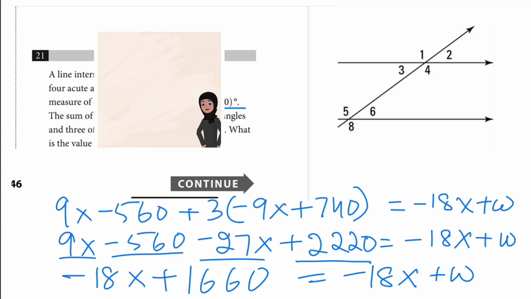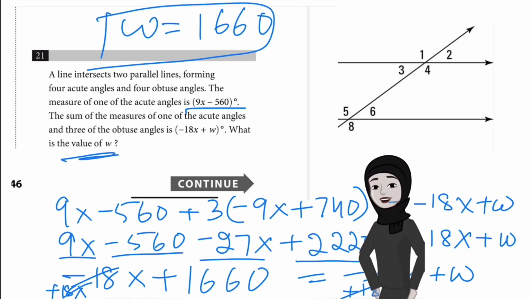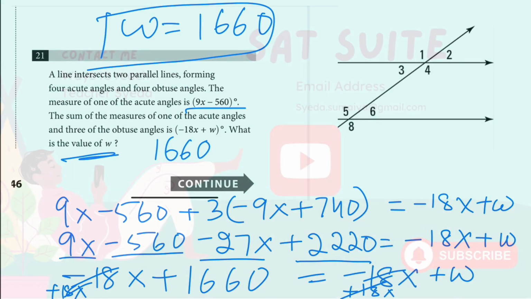Since we need the value of w, we just have to add 18x to both sides. That will give us the value of w. 18x will get cancelled on both sides if we add 18x to both sides. So that way we will be left with the value of w, which is 1660. And since the question wants the value of w, the answer you have to grid in is 1660.